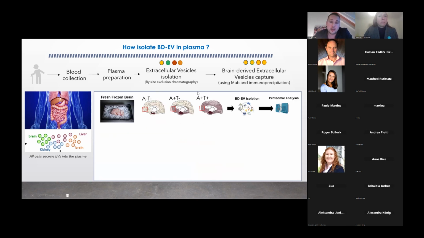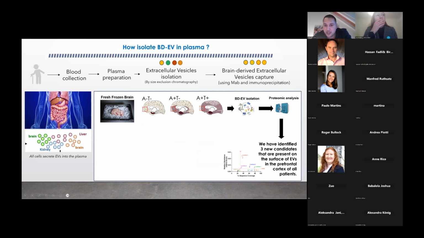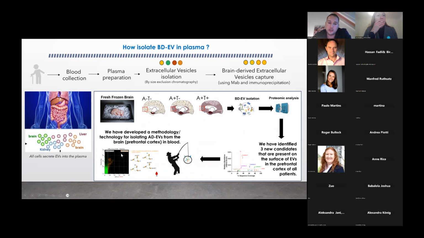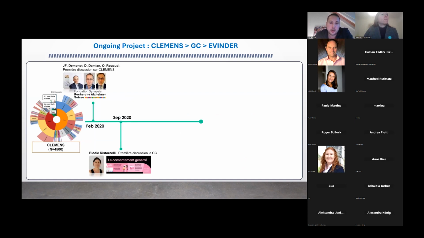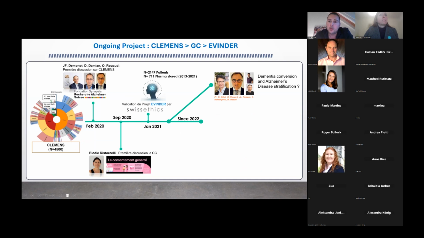So for that, we use different technologies in my lab, and we also investigate the content of these vesicles at the surface. And we recently developed a cocktail of candidates which permits us to isolate specifically 3% of the vesicles in the plasma, and we validated the fact that these vesicles come from the brain and contain material from the brain. So our ongoing project in Lausanne is the beginning of the story, but it's a long story to explain. But now we try to investigate with these vesicles different questions about the conversion of dementia, the fact that you stay in a minor phase of dementia for a very long time, or that you change to a major dementia.